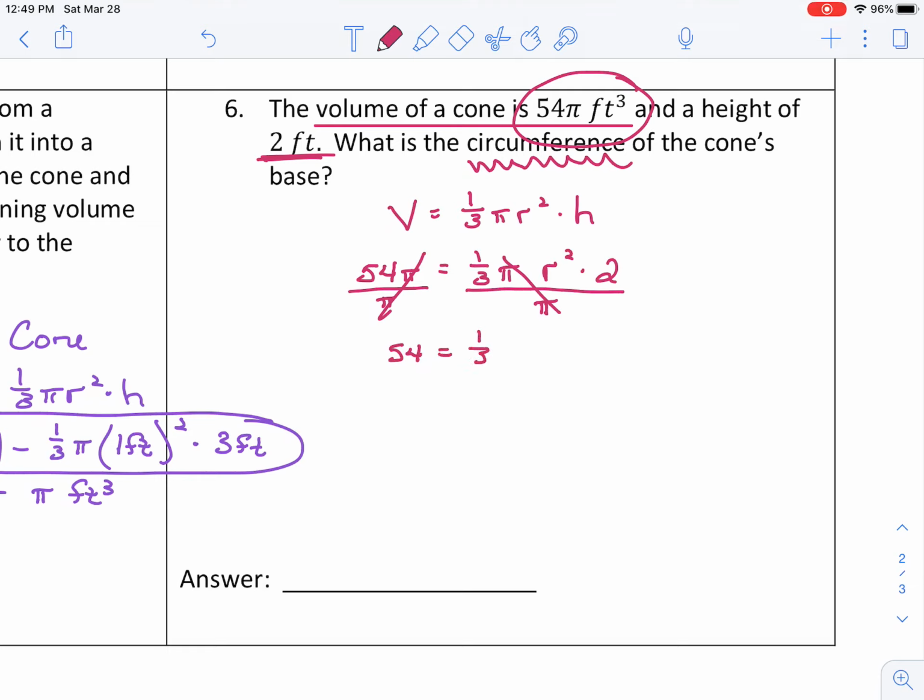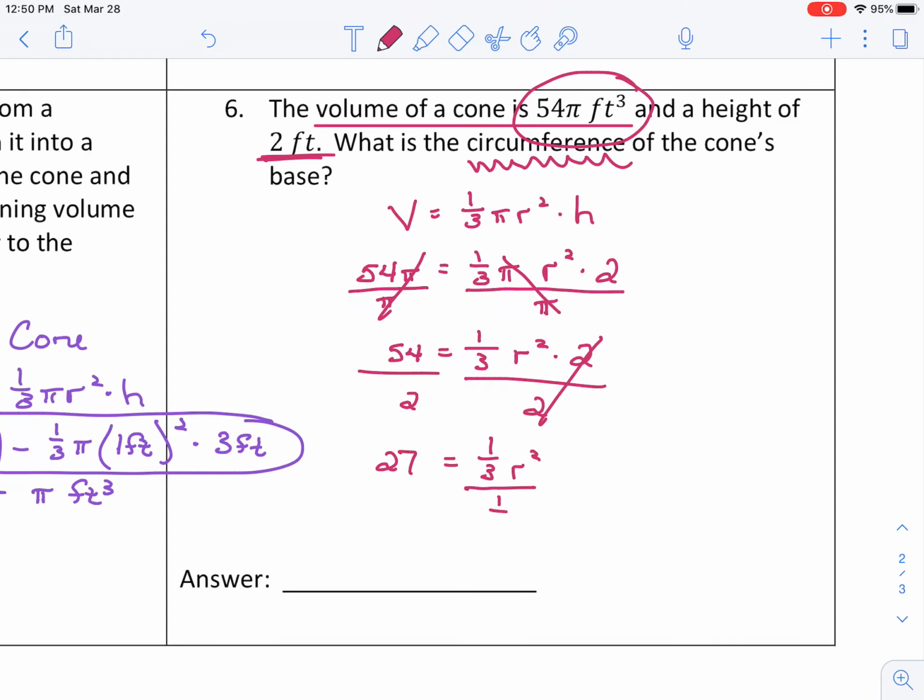So 54 is 1/3. That was supposed to be a 3. 1/3 r squared times 2 is what's left. I'm going to divide by 2 because I can. If you would have caught me in a different mood, maybe I would have gotten rid of the fraction first. It's definitely a totally fine option.